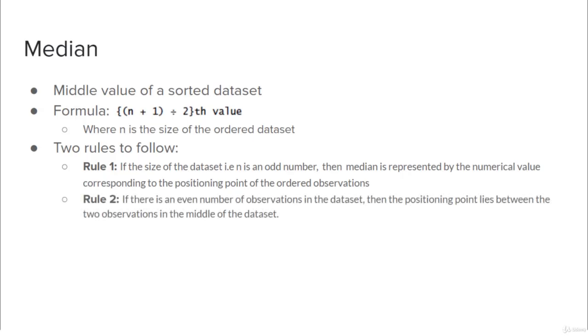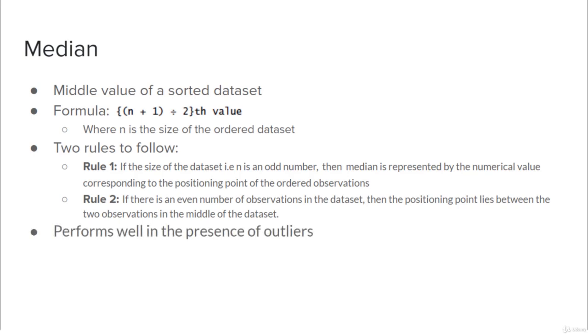The second rule is that whenever n is an even number, the position the formula gives us lies between the two observations in the middle of the dataset. I hope this might not be clear at the moment, but we're going to go through an example to give you a better sense. For now, just remember that if n is an odd number, it's quite easy. We just put that n in the formula, and the value it gives us is the location of the median value in the dataset. And if n is an even number, it points us to two values, and we have to select the middle one out of the two values.